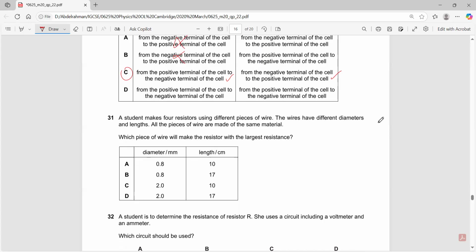A student makes four resistors using different wires. The wires have different diameters. Which piece of wire will make the largest resistance? Decrease the diameter and increase the length.